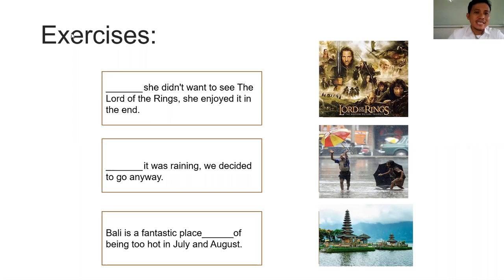Okay, right. Why are we using even though? Because the sentence started with a clause, right here. Yes, not a phrase. She is a subject. Didn't want is a verb. Okay, very good. Right. Question number 2.